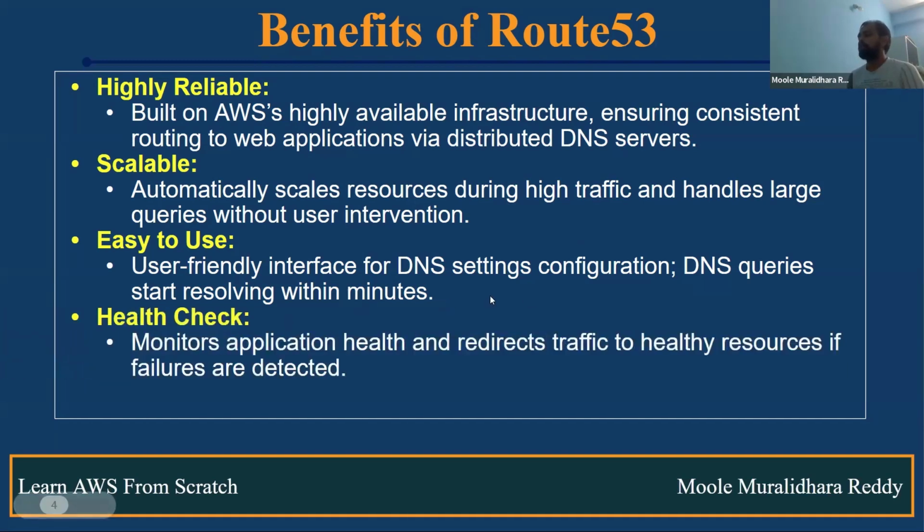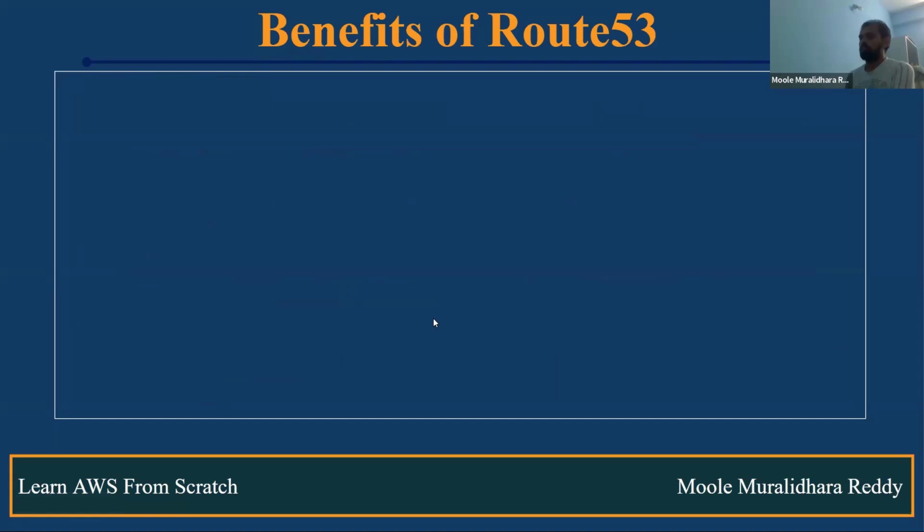And then health check. With this health check, we can monitor application health and redirect traffic to healthy resources if failures are detected. If any failures are detected, the traffic will be routed to healthy resources only. Okay, we can monitor like this.